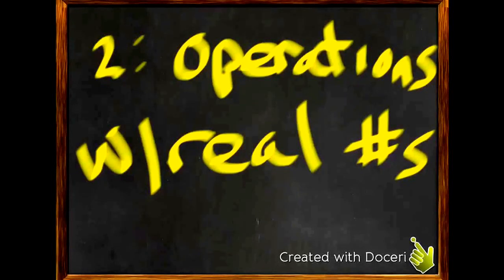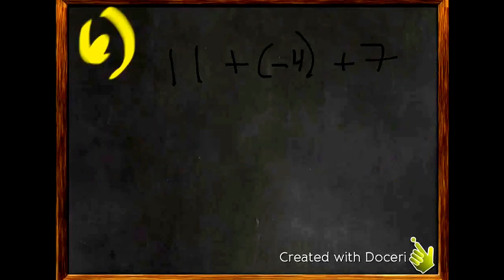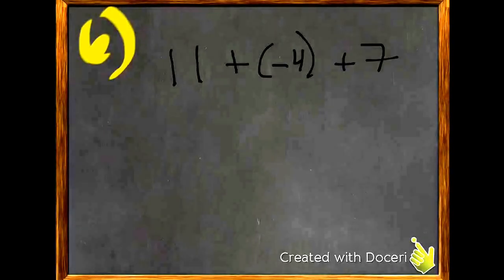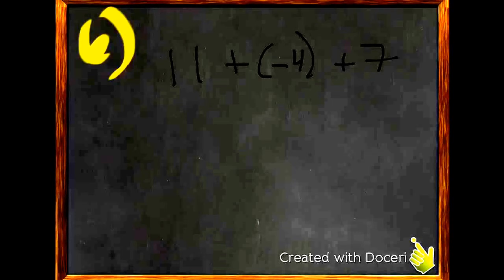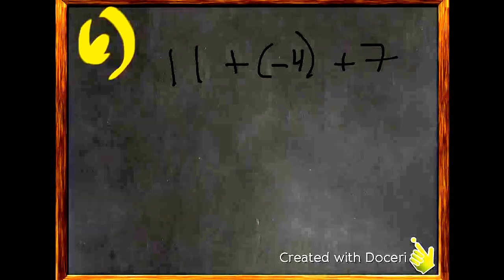Competency 2 on the Unit 1 corrective one. This is operations with real numbers. So when we're adding and subtracting negative numbers, it's a good idea to think of them as being on teams. The positives are on the same side and negatives are the opposing team. And when we're just adding, we can add in any order.